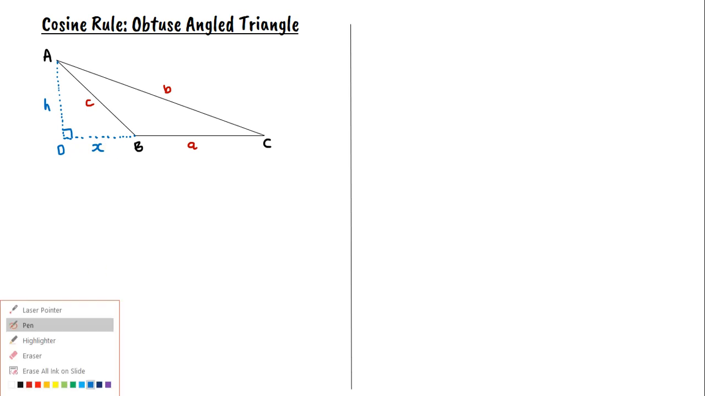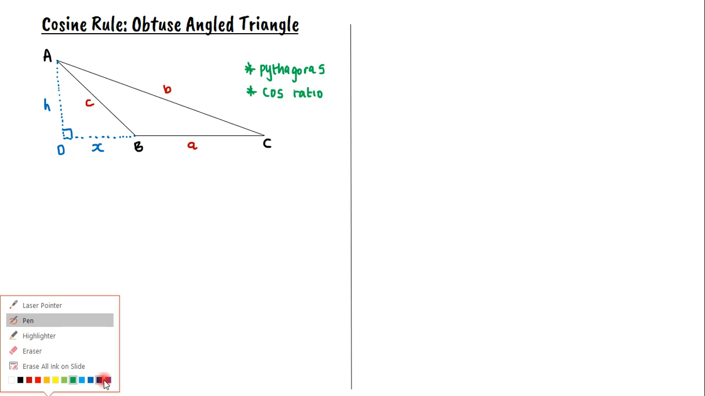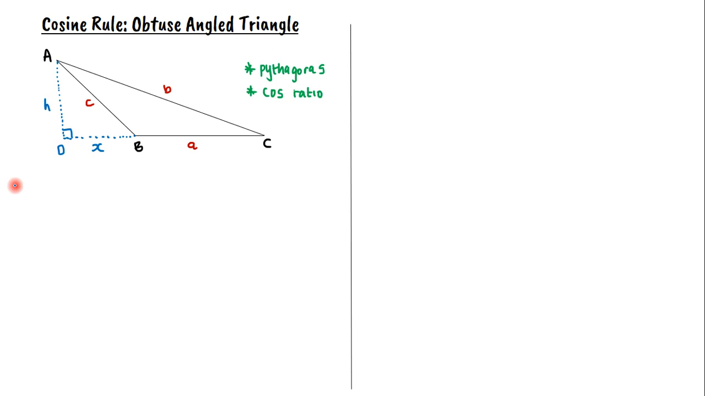Now, when you're deriving the cosine rule, there are two things that you're going to do. The cosine rule is mainly focused on sides, so it means here we're going to, number one, make use of Pythagoras, and then also make use of the cos ratio. Now, how do we do that? Here, we only apply these two things when we have a right angle triangle.